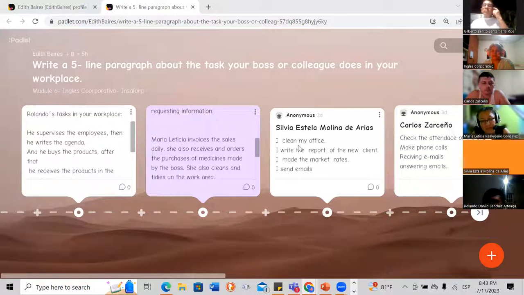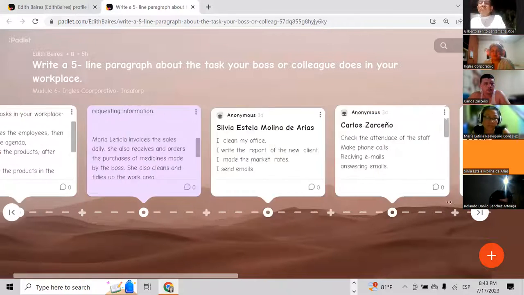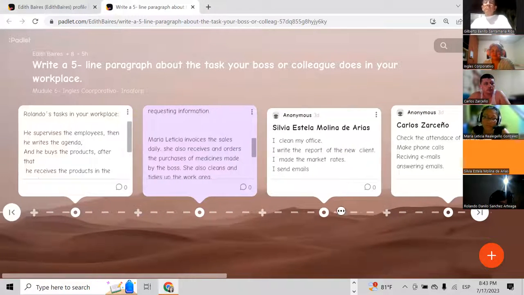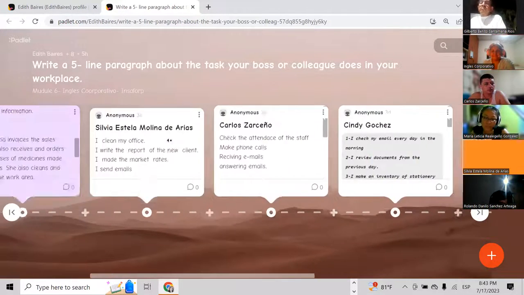Let me see. Silvia Estela says: I clean my office. I read the report, a new client. I made the market rates. I sent emails. But it's missing the paragraph there, okay? No tiene el párrafo. Tiene las ideas, but you don't have the paragraph. Try to write the paragraph. Okay, teacher.